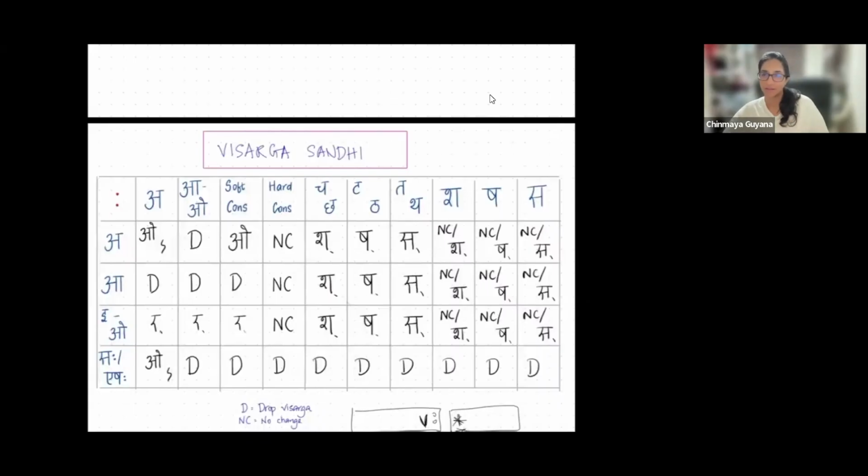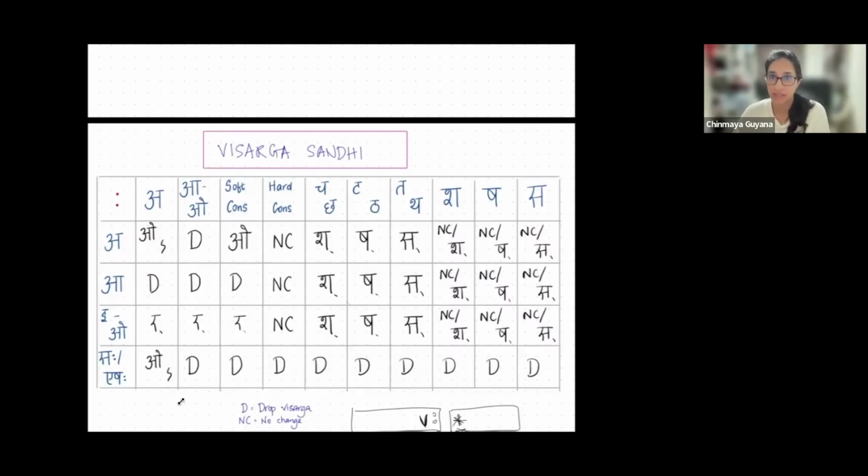Okay, we'll start by doing a quick recap of this Visarga Sandhi table and how to use it, and then we'll take up the homework. I'm going to go slowly. I got quite a few messages telling me people were struggling to understand it. So I'm going to take up the homework also very slowly, step by step. Please follow. And then at the end of class, if you have any questions again, I'll take them.